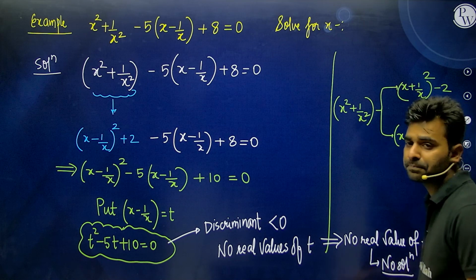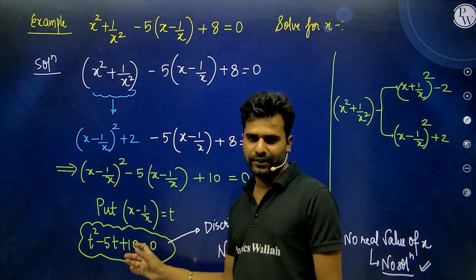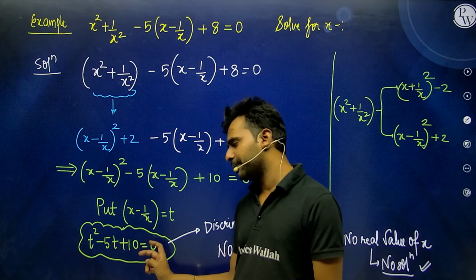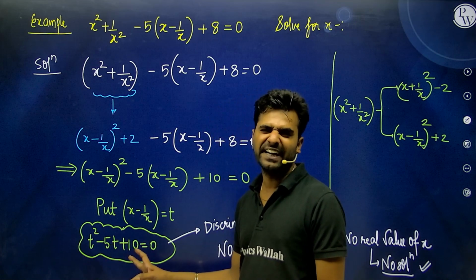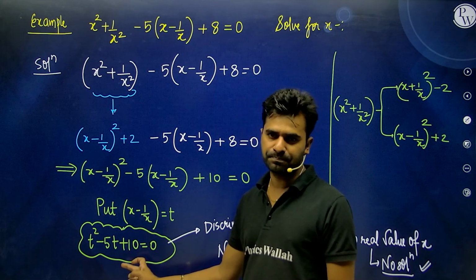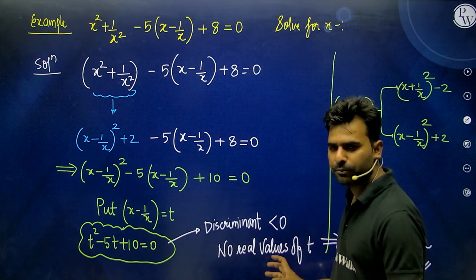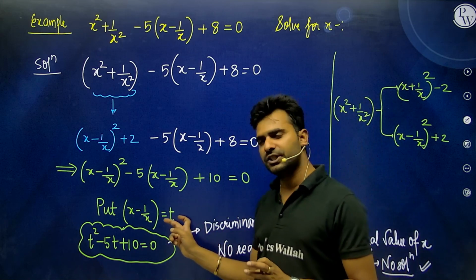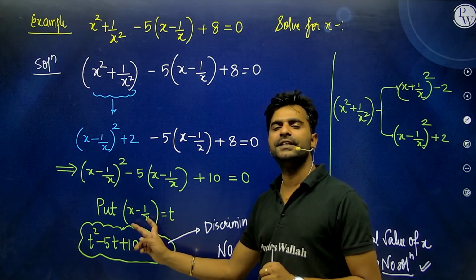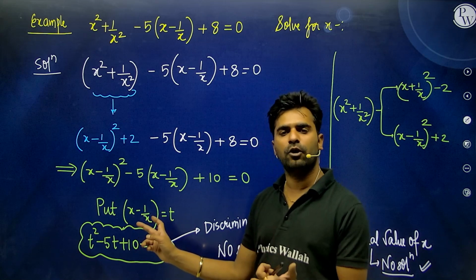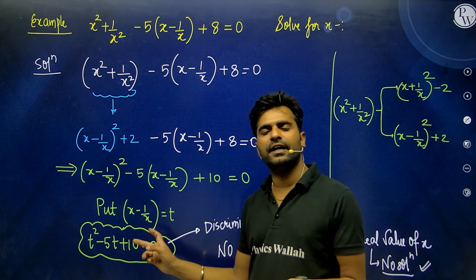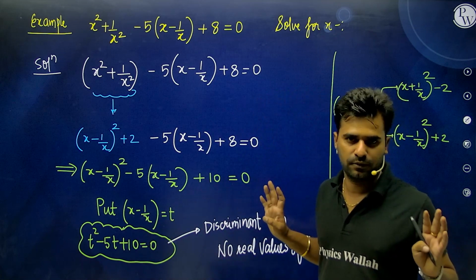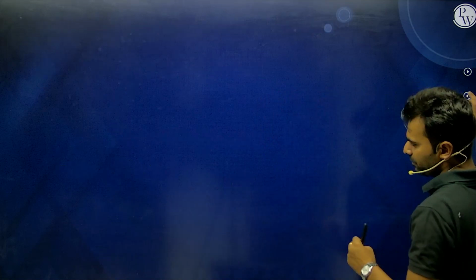Let me tell you this thing again. Since this equation has a discriminant less than 0, how much is it? 25 minus 4 times 1 times 10, that is minus 15, which is negative. So the roots are going to be non-real. That means we get non-real values of t, and so x is also going to be non-real in nature. And if it is non-real, we say that this equation has no solution.